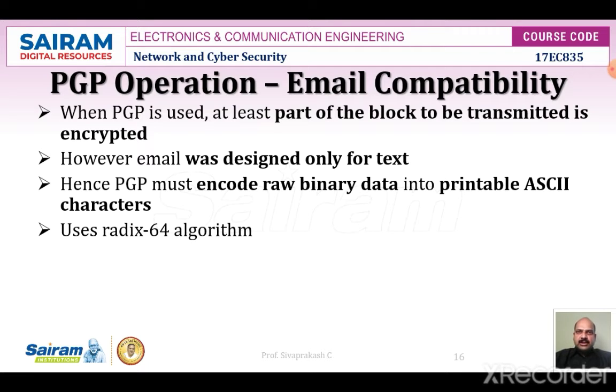Thus, part or all of the resulting block consists of a stream of 8-bit octets of binary numbers. However, many electronic mail systems only permit the use of blocks containing ASCII text. To accommodate this restriction, PGP provides a service of converting the raw 8-bit binary stream to a stream of printable ASCII characters. The scheme used for this purpose is radix-64 conversion. Here each group of 3 octets of binary data is mapped into 4 ASCII characters. This format also appends a CRC to detect transmission errors.